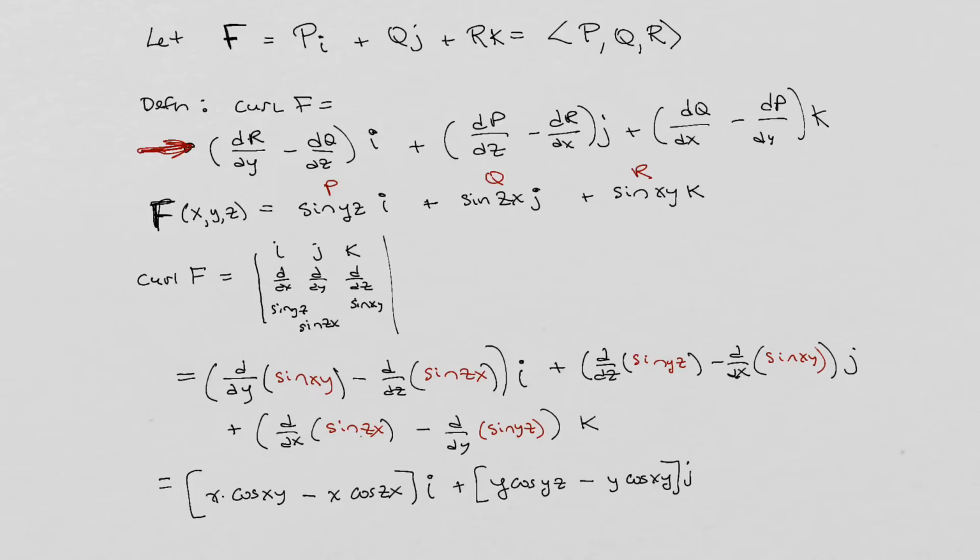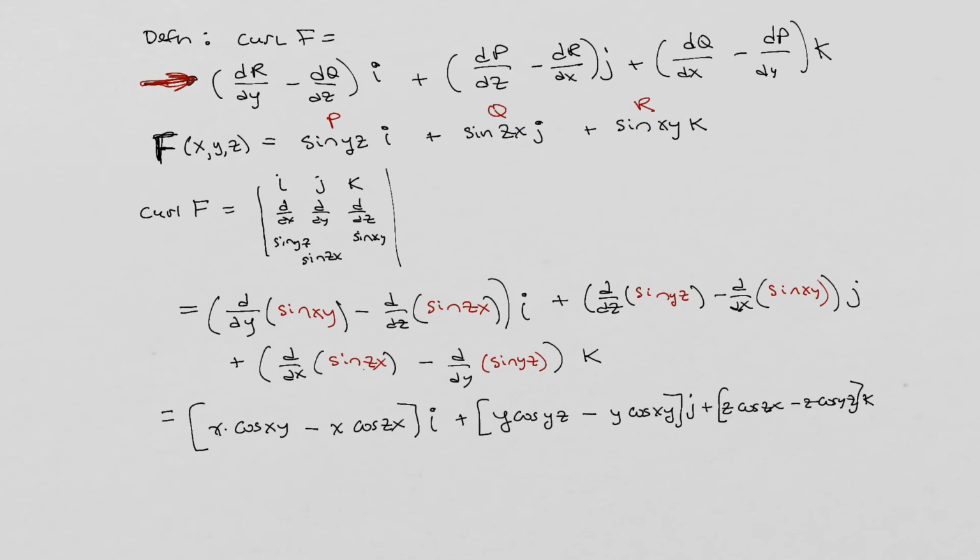That goes with j. And then for the last one here, the derivative with respect to x of sine of zx gives me cosine of zx times z, and then that's minus cosine of yz times z, and that goes with k.